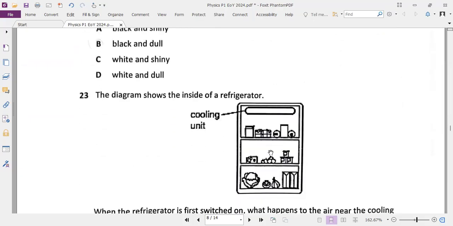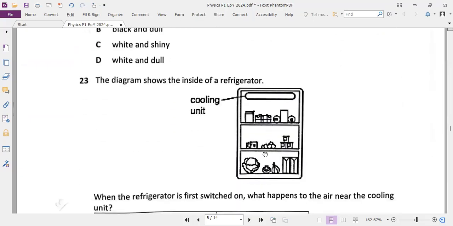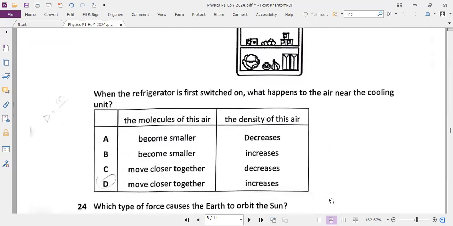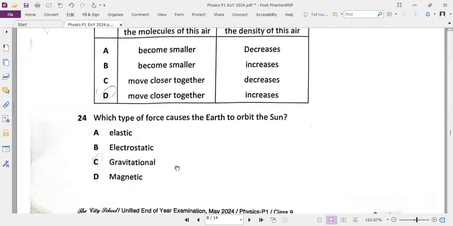Number 23, when the refrigerator is first switched on, what happens to the air? Well, the air will move, the particles, the molecules will move closer and the density will increase. So D is the correct choice here. No other choice matches these two things. Which type of force causes Earth to orbit the sun? It is the gravitational force.